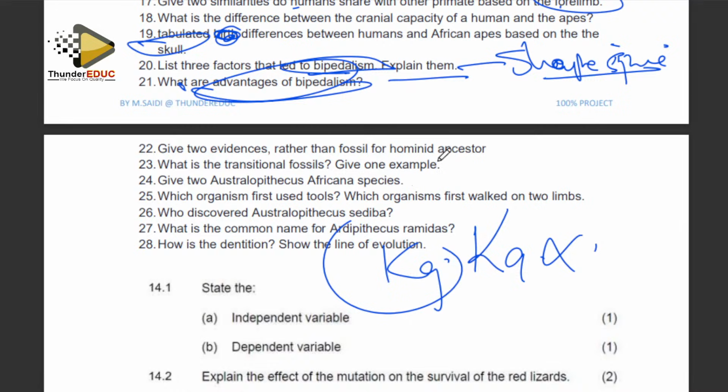They're saying, give two evidences other than fossil for hominid ancestry, meaning give two other evidences. It means don't talk about fossil, so they want you to talk about the genetic evidence and then the cultural evidence. Remember, cultural evidence we only talk about when you're talking about these ancestors, not the out of Africa hypothesis. For the out of Africa hypothesis, we only talk about the genetic evidence, and also we talk about the fossil evidence.